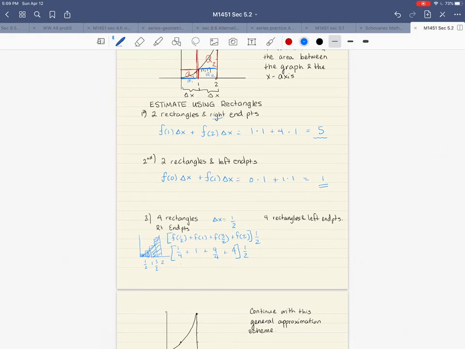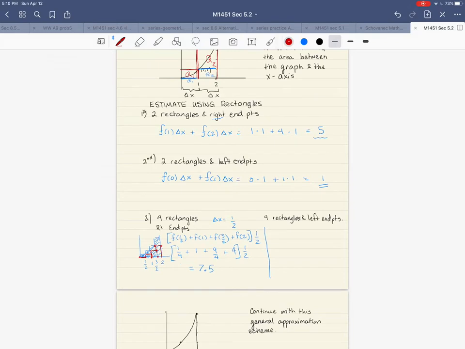So 10/4, which is 5/2, that's 2.5, plus 5 gives me that approximation is 7.5. If I use left endpoints over here, my left endpoints will be from there, and the first rectangle will have a height of 0, and then the other one, and then this left endpoint, and then that left endpoint.